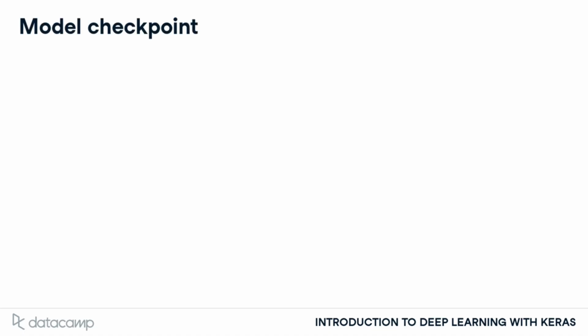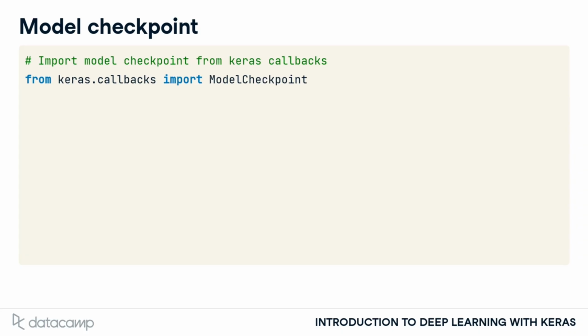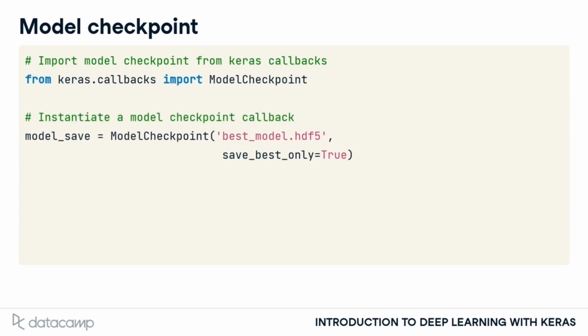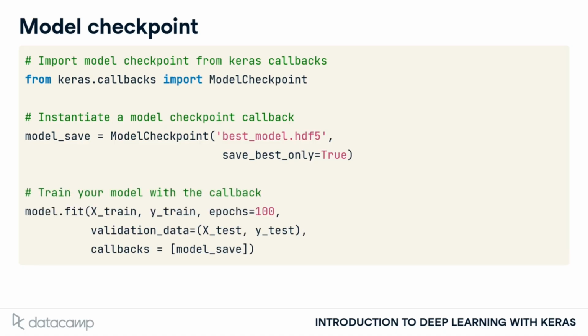The model checkpoint callback can also be imported from Keras callbacks. This callback allows us to save our model as it trains. We specify the model file name with a name and the .hdf5 extension. You can also decide what to monitor to determine which model is best with the monitor parameter. By default, validation loss is monitored. Setting the save best only parameter to true guarantees that the latest best model according to the quantity monitored will not be overridden.